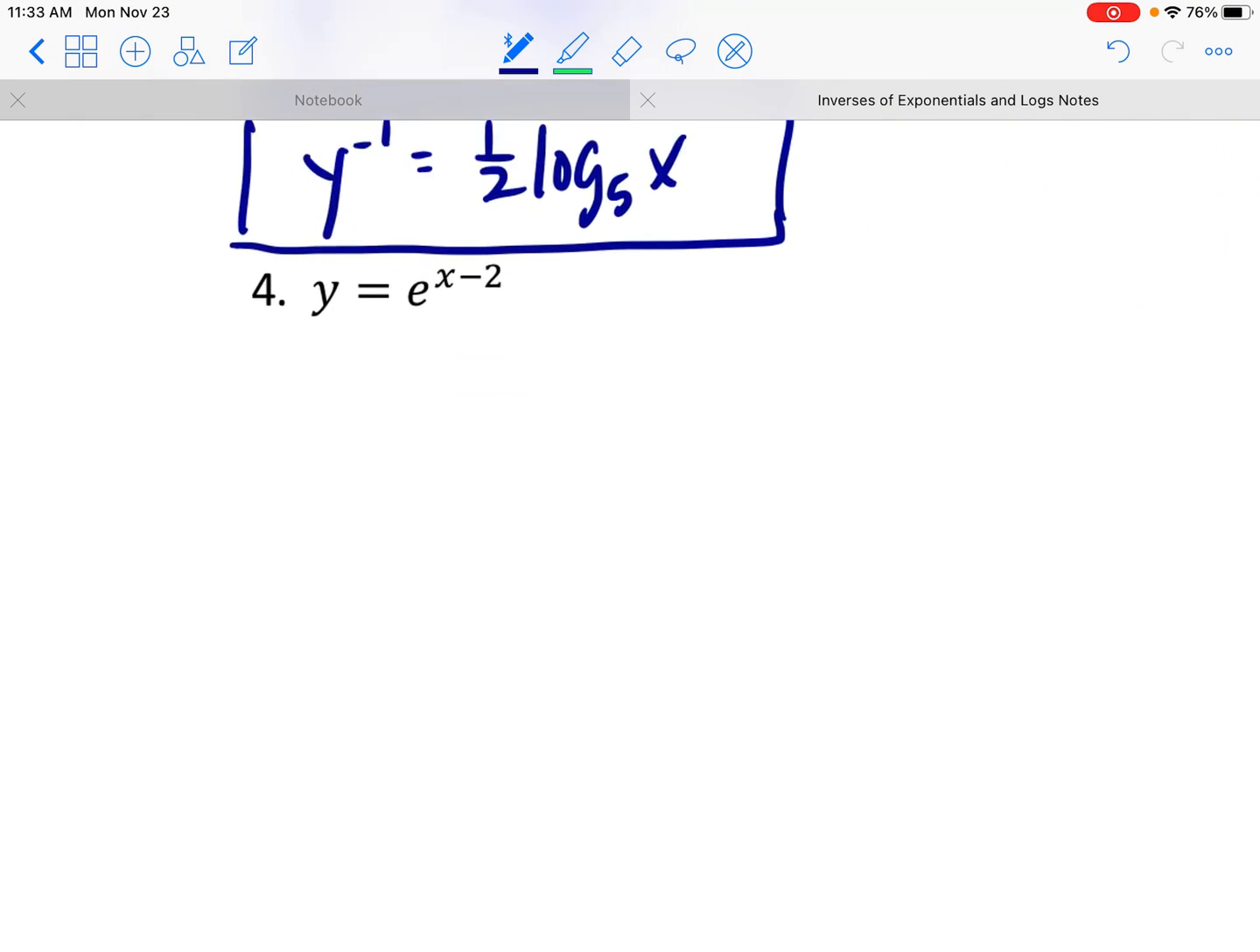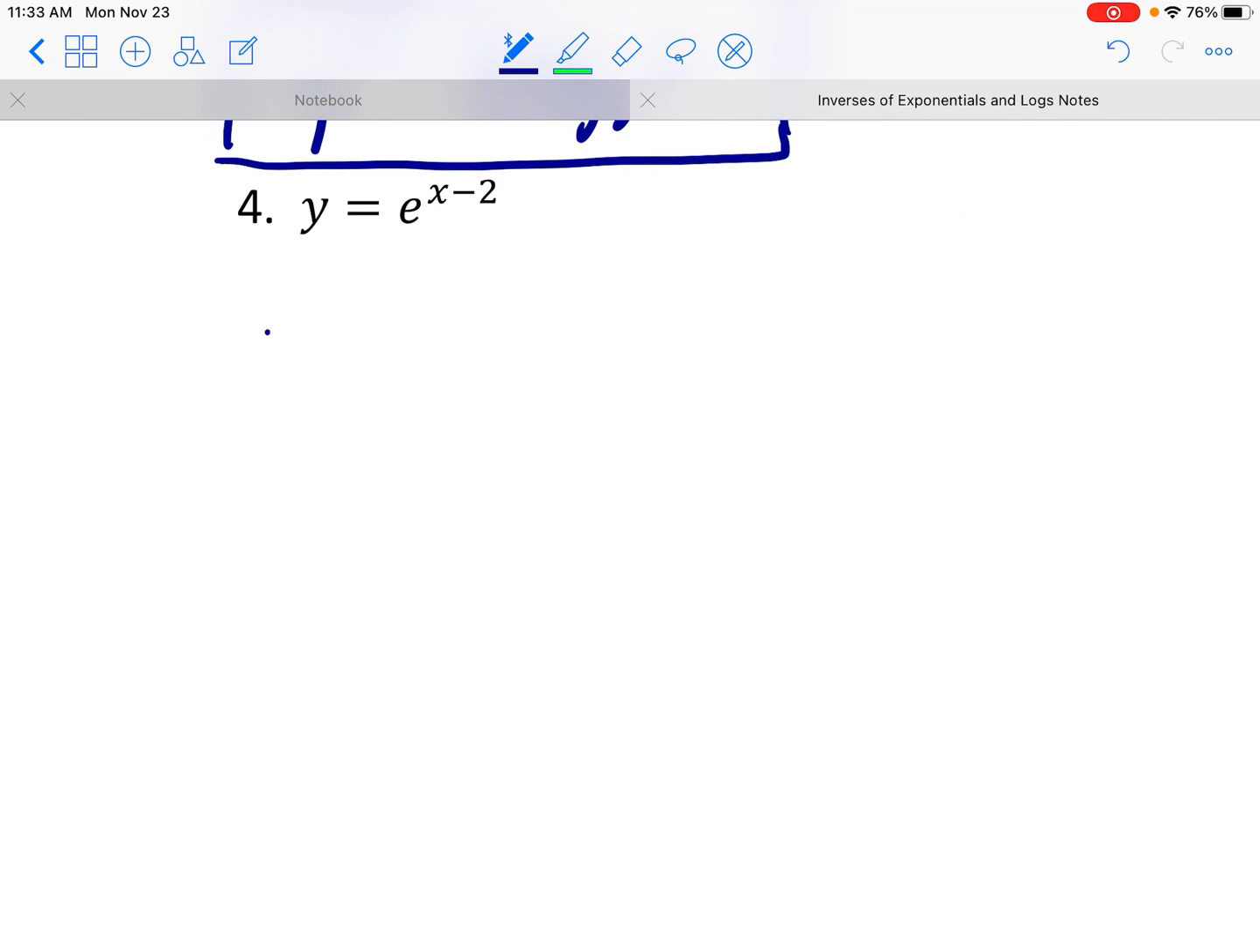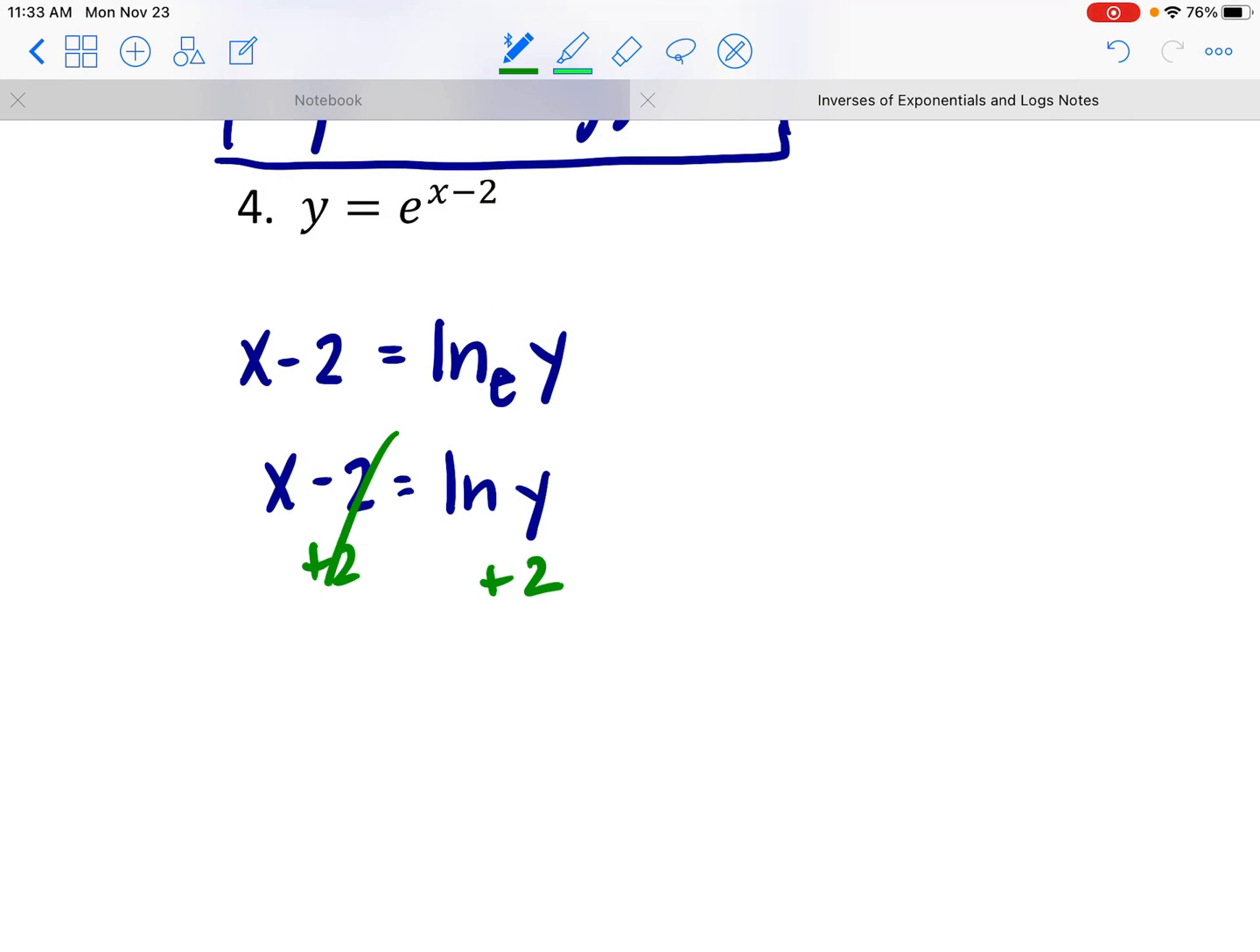Okay? Similarly here, we would make this exponent the answer, so x minus 2 equals the natural log base e of y. So again, this is the same thing as x minus 2 equals just the natural log of y. Now we rewrote this so that we can try to solve for x. X isn't by itself, however, so we need to add 2 to both sides. So x is going to equal the natural log of y plus 2. So now that we've solved for x, we can switch x and y.